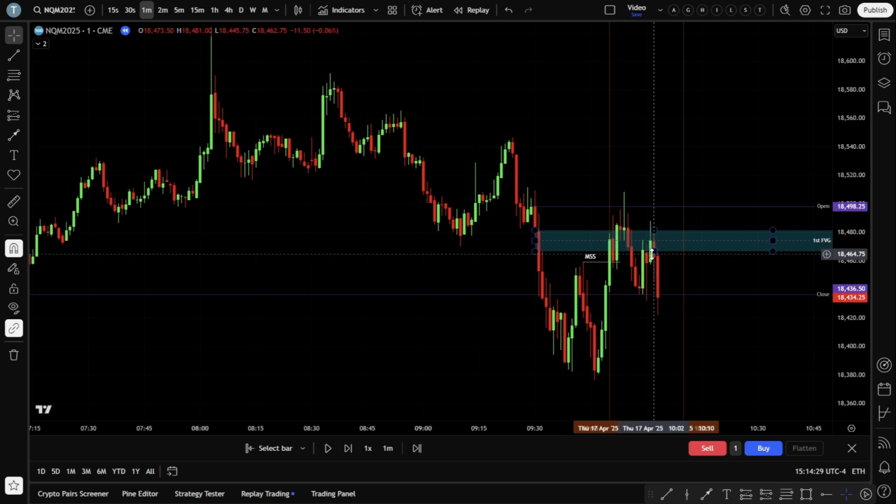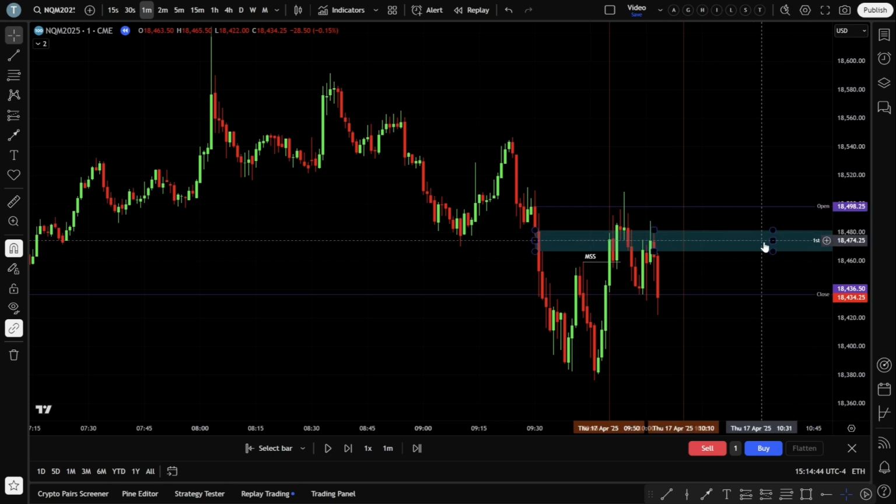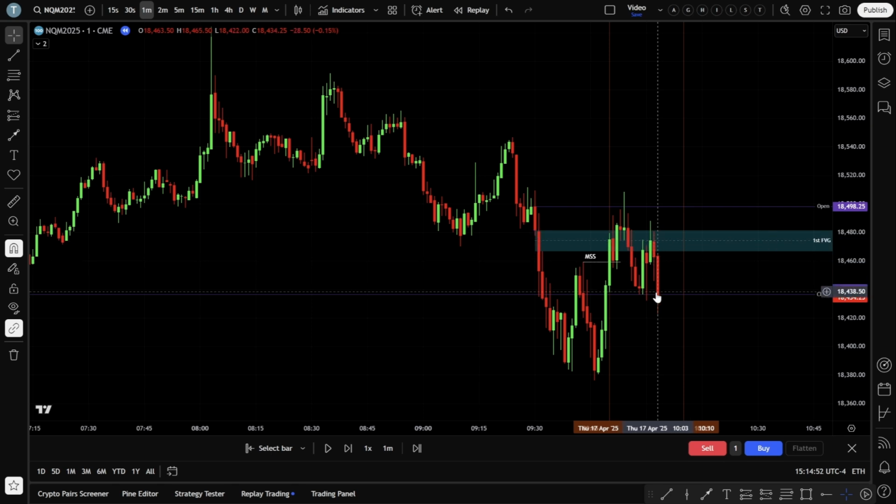And now here we have these two candles. Look at the bodies and the wick on this candle. Price is respecting the consequent encroachment of the first presented fair value gap. So the consequent encroachment is the midpoint level of a gap. And you can see the bodies respecting that perfectly there. And then price drops.